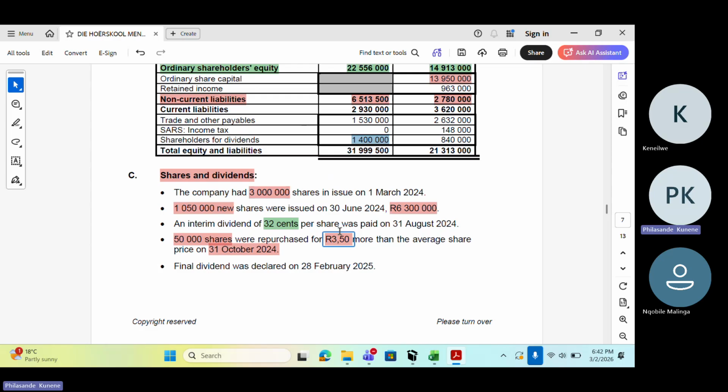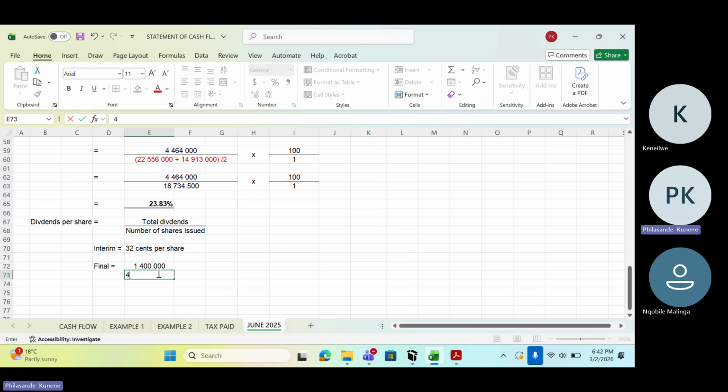How many shares have been issued at the end of the year? 4 million shares. How do we get that? 3 million plus 1,050,000 minus 50,000. We end up having 4 million shares.